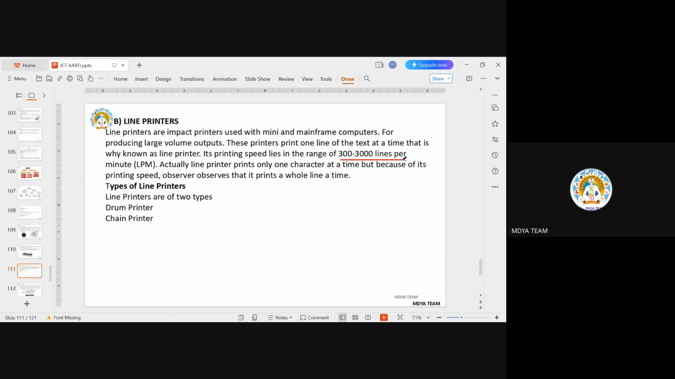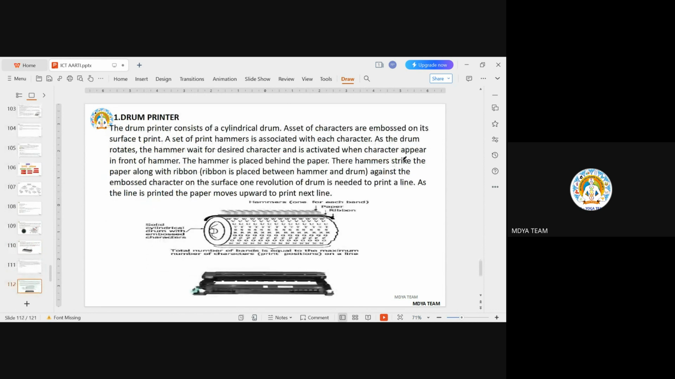Types of line printers. There are further types of line printers: drum printer and chain printer. Drum printer, where a drum is used. A hammer is always used in each and every impact printer, because the hammer strikes and impacts the page. That's why these printers are called impact printers, because the hammer gives the impact on the paper, on the ribbon.